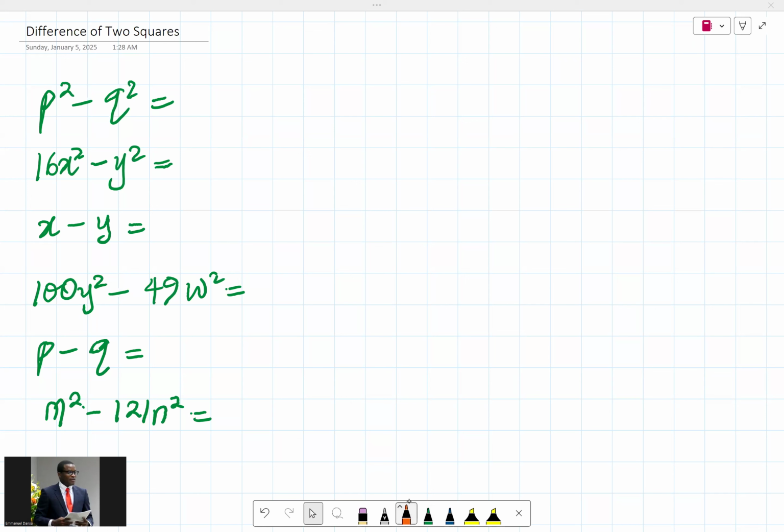In this video, we'll be talking about difference of two squares. When you have difference of two squares, how do you deal with them? How do you factorize them, especially? Now, look at what we have. The first one is p squared minus q squared, right?